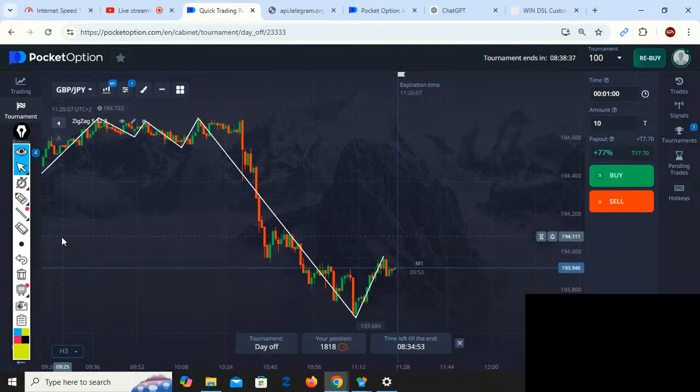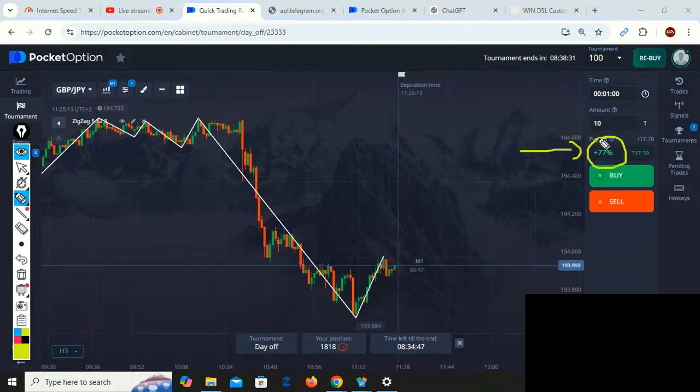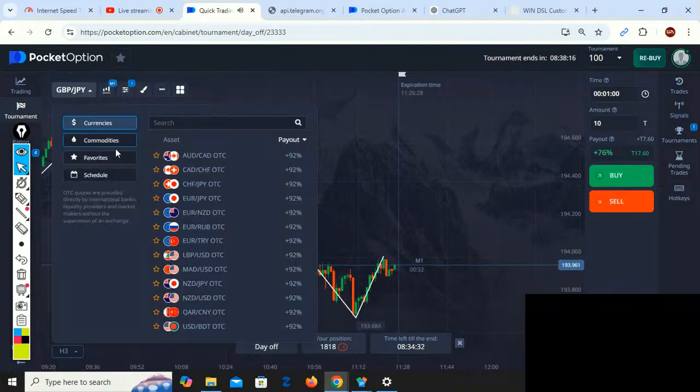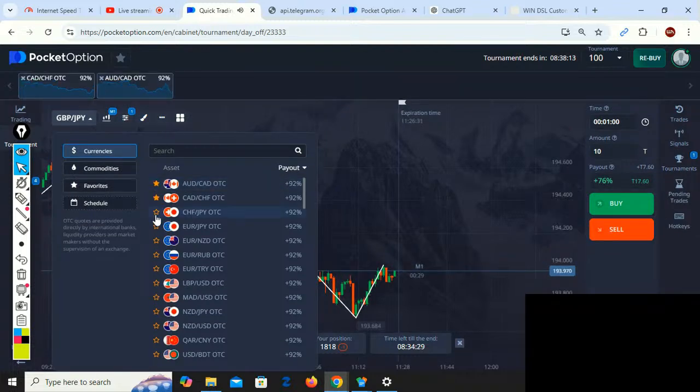need to select pairs or assets that have a 90 to 92% payout here. Below 90% payout, the martingale strategy will not work. It will not recover your previous losses and you will be in a loss. So let's go ahead and select as many plus 90% payout pairs as possible.